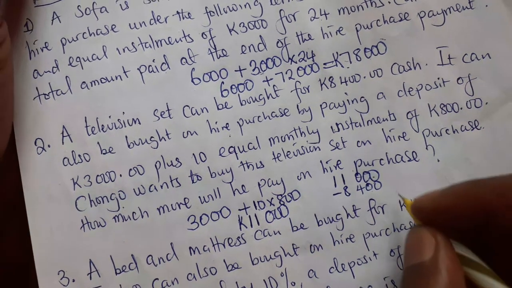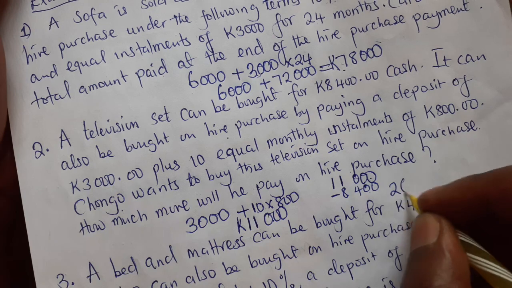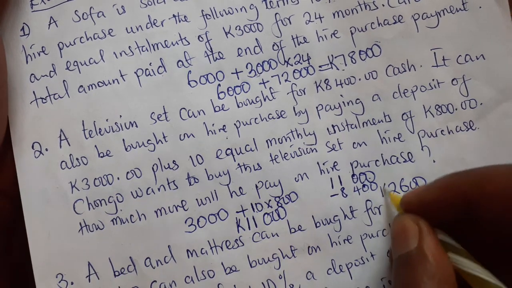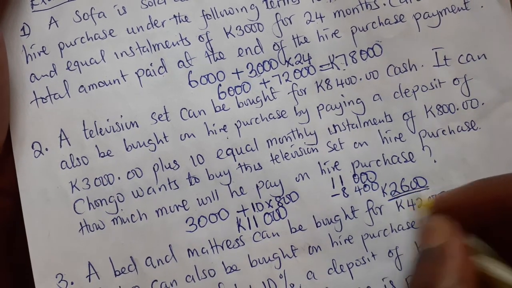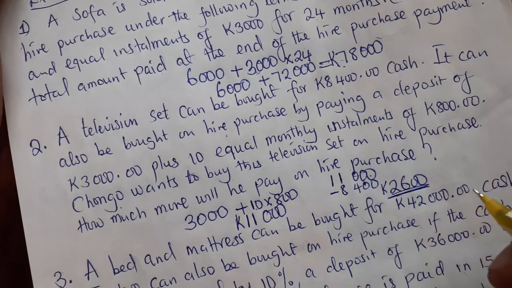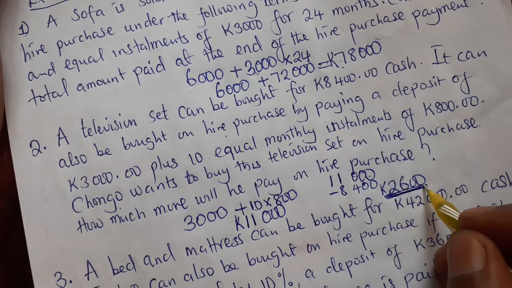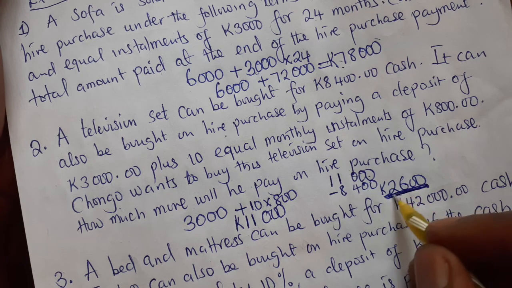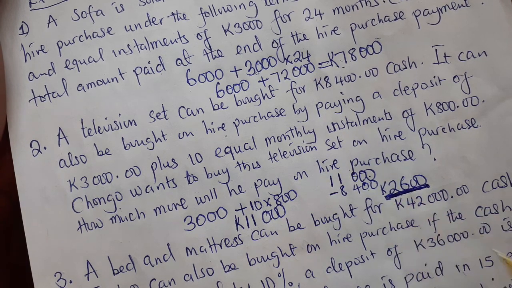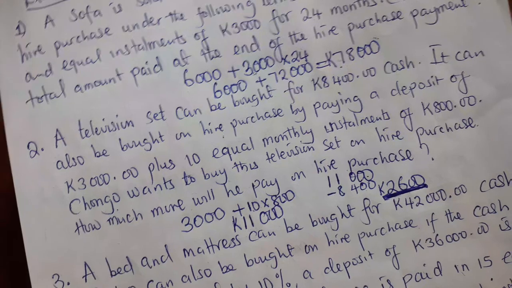So he paid 2,600. Okay, this is how much more. This is how much he could have saved if he bought it cash. All right. I hope that is clear.